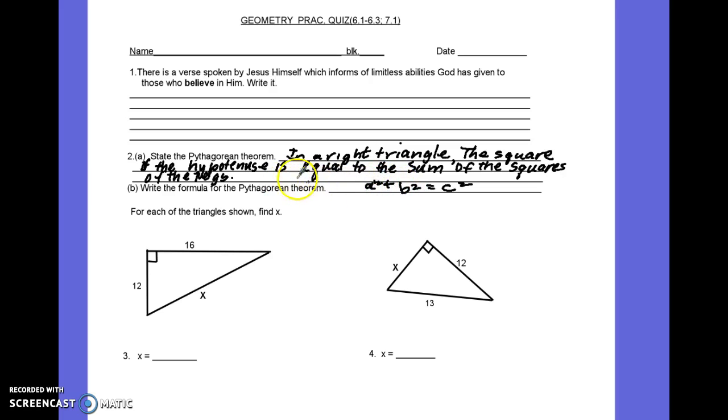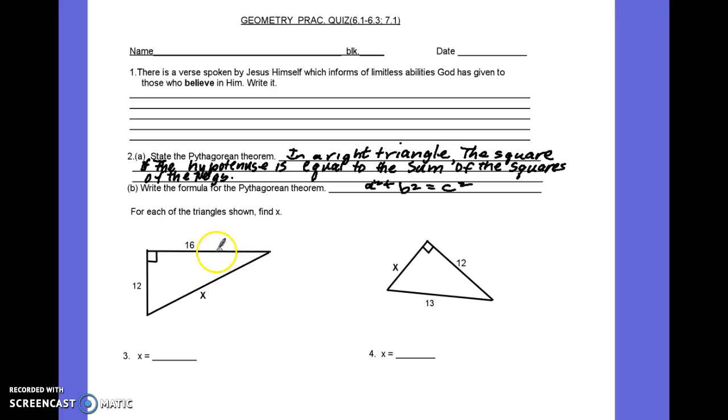This is the formula. When I say state, I want all words. No symbols here, no letters. All words for the statement. But the formula, certainly you can put letters for the formula. And here's where we apply it. For each of the triangles shown, find x.